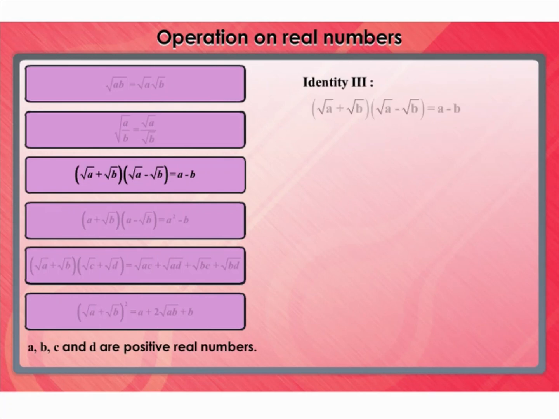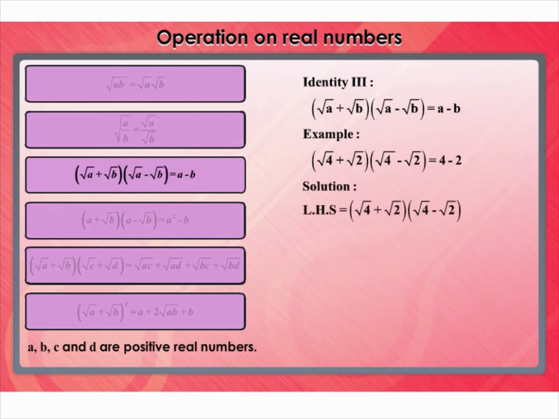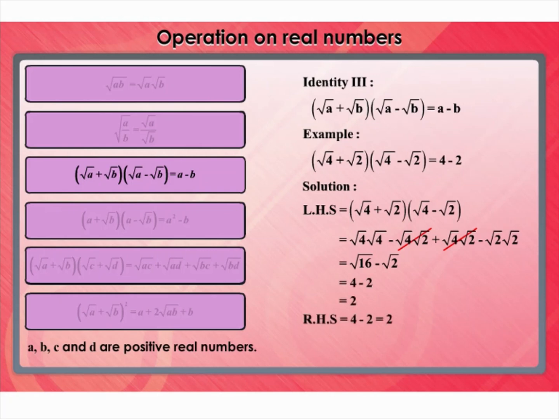The third law: the product of the sum and difference of square root of A and square root of B is equal to A minus B. Let's verify this with an example. Now simplify the left-hand side by expanding it. These two terms get cancelled. Now apply the law 1. Let's simplify this expression. On simplification, we get 4 minus 2 is equal to 2. On simplifying the right-hand side, 4 minus 2 is equal to 2. Hence, this example is verified.